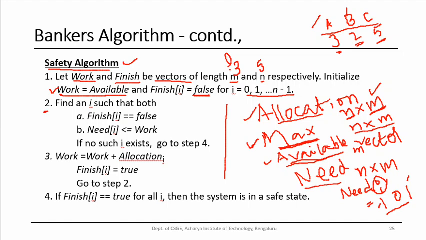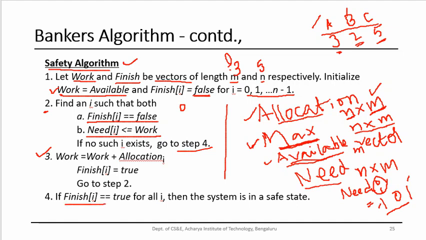Now what is the second step? You will have to look for an i such that finish of that i is equal to false. That means it has not completed its execution, and need of that process i is less than or equal to work. So what have we assigned to work? It is available. If the need of that process is less than or equal to available, then we go to step 3. If we don't find such an i, for example you start from process 0, and process 0's need is greater than work, then you have to go to step 4.